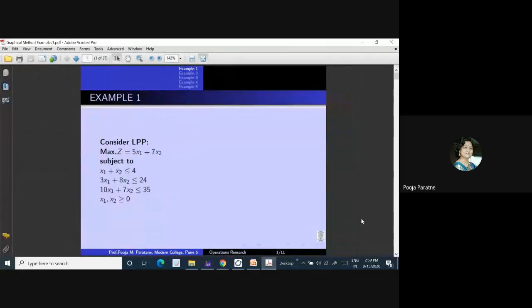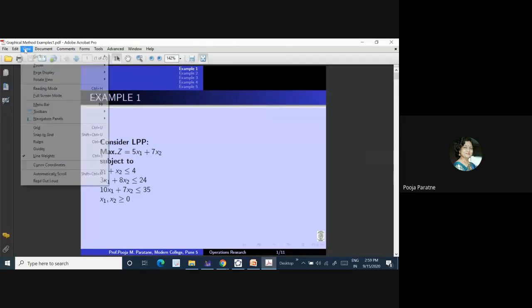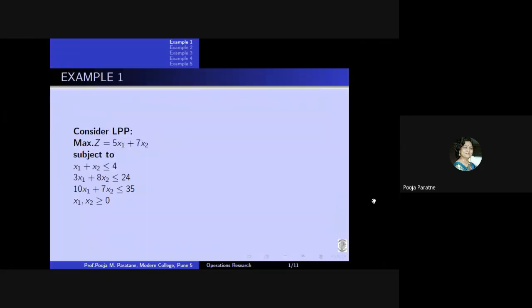So consider this as the first example. Maximization of Z = 5x1 + 7x2, subject to these three constraints: x1 + x2 is less than or equal to 4, 3x1 + 8x2 is less than or equal to 24, 10x1 + 7x2 is less than or equal to 35, and lastly, the positivity constraint is there.